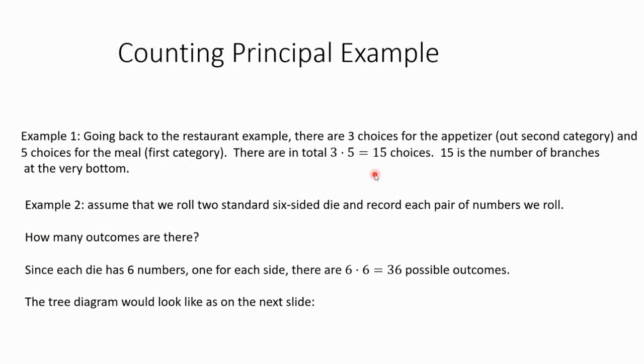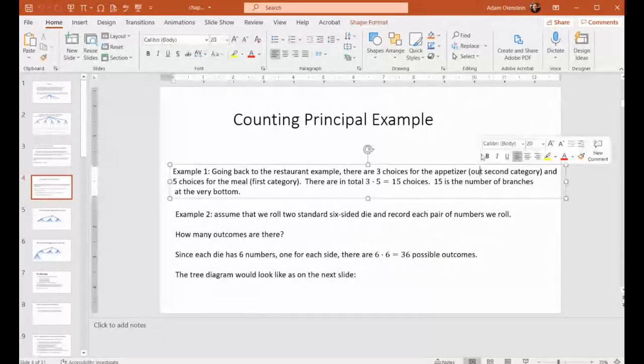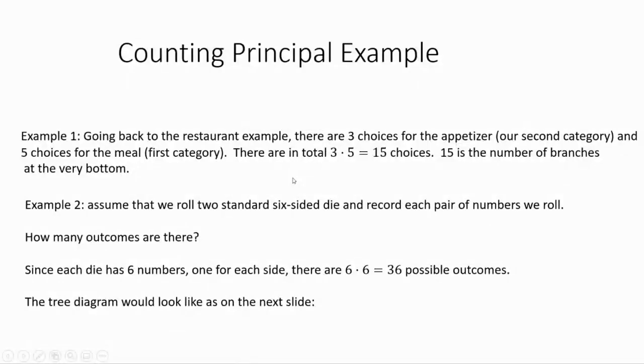So in this restaurant example, as I just said, you have 5 choices for the meal, which is our first category, 3 choices for the appetizer, which is our second category. Not "ow", it should be "hour". Let me fix that. But I'm sure you can understand what I mean. We have 3 times 5, which is 15 choices. Basically, it's how many branches there are at the bottom. That's pretty much what you end up doing.